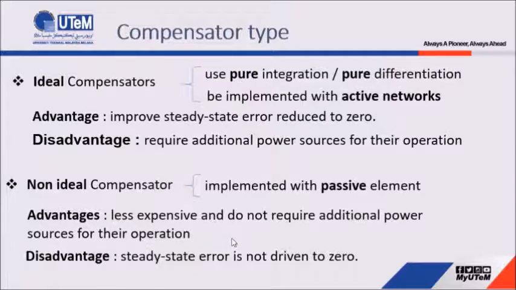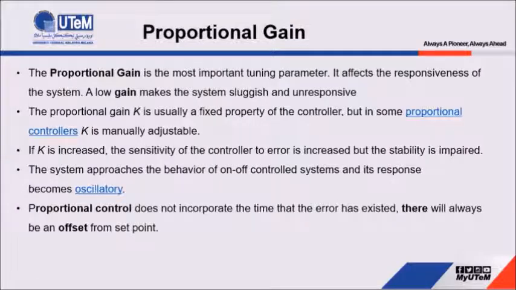So that means we can only reduce the error, but cannot eliminate it. Proportional gain. So what is proportional gain? The proportional gain is the most important tuning parameter. Basically, we need this proportional gain for a closed loop system. It affects the responsiveness of the system. A low gain makes the system sluggish and unresponsive.